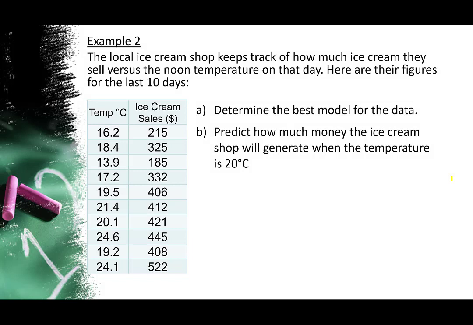Example 2. The local ice cream shop keeps track of how many ice cream they sell versus the noon temperature on that day. Here are their figures for the last 10 days. Again, Part A, determine the best model for the data. Part B, predict how much money the ice cream shop will generate when the temperature is 20 degrees Celsius. So again, pause the video, copy the table of values into Desmos, and create your scatter plot.